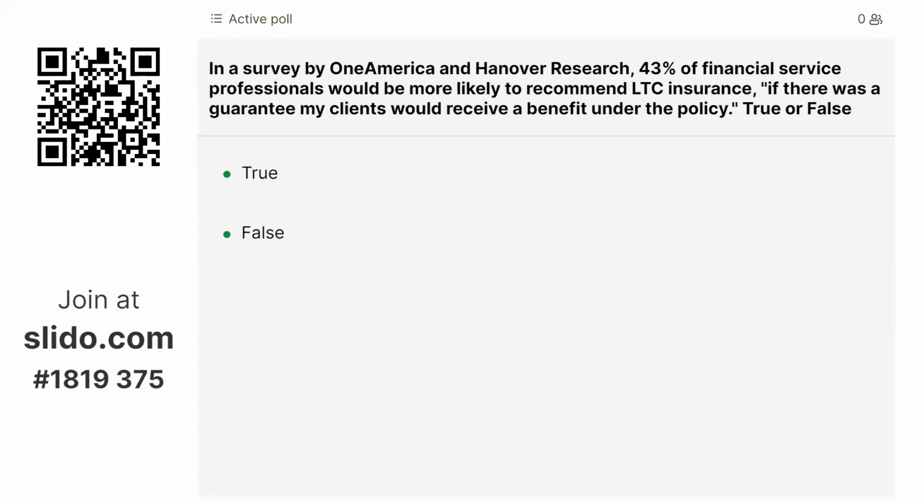So back to Slido. And by the way, if you stay on Slido, the questions will automatically populate once we get to them. So next question, this one's a true or false. In a survey conducted by One American Hanover Research, 43% of financial service professionals would be more likely to recommend long-term care insurance, quote, if there was a guarantee my clients would receive a benefit under the policy. Is that true or false? I'll give everybody a few seconds to enter in their answers. And again, you can go to slido.com and enter 1819375, or use your phone to scan the QR code.